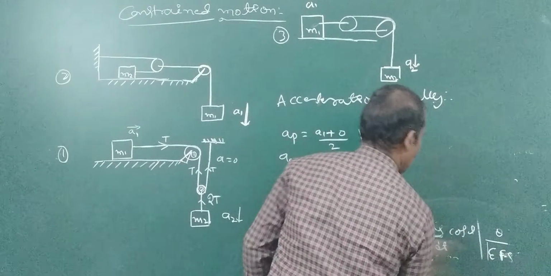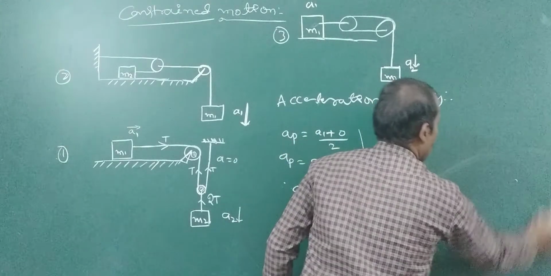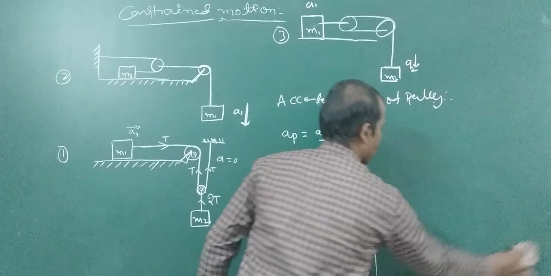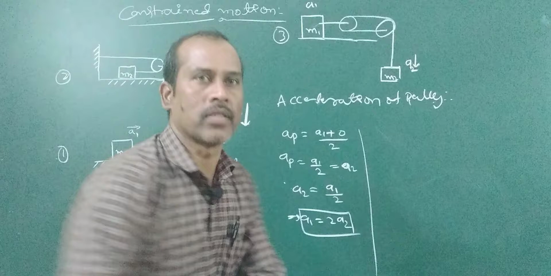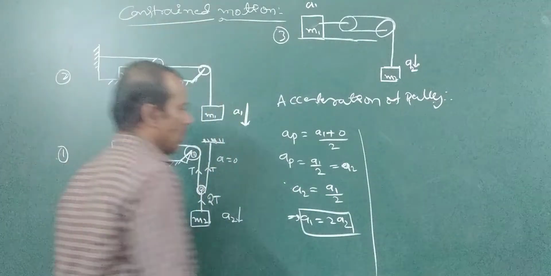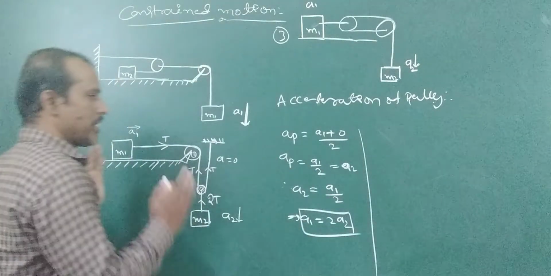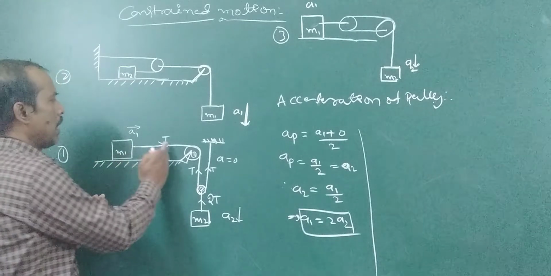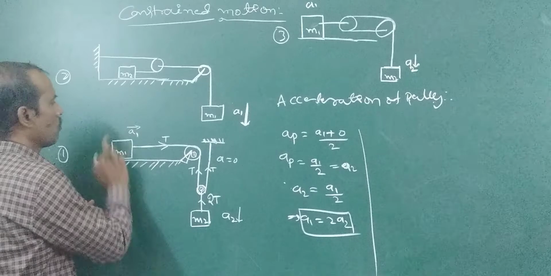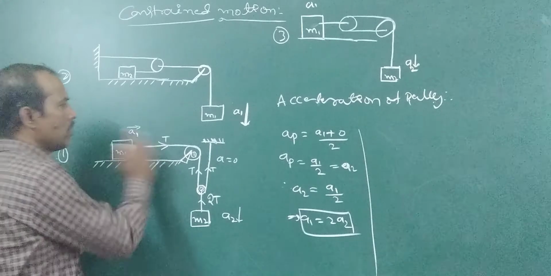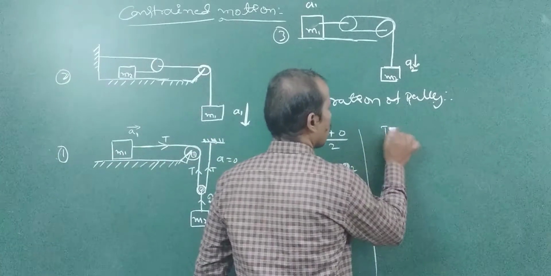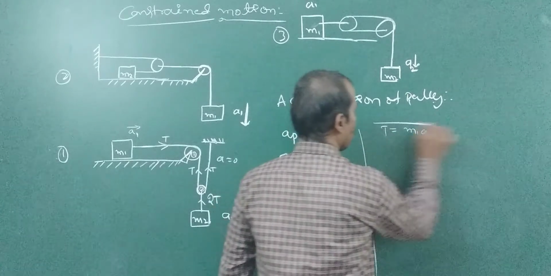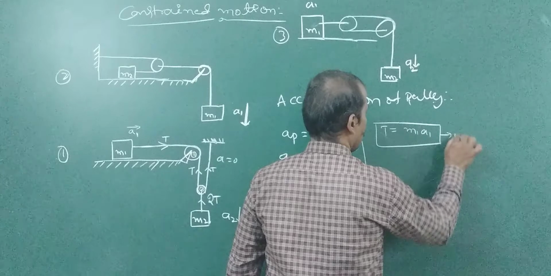Now find the acceleration of the two blocks in terms of masses. For the block M1, the tension T is equal to M1 A1, since the block moves in the forward direction with acceleration A1. M1 A1, this is equation 1.